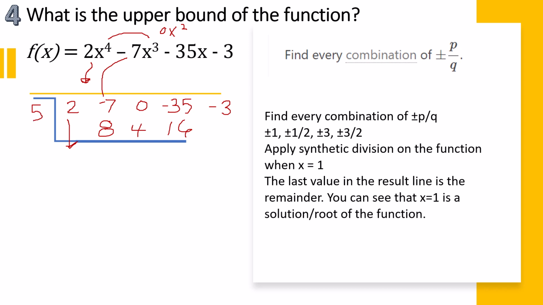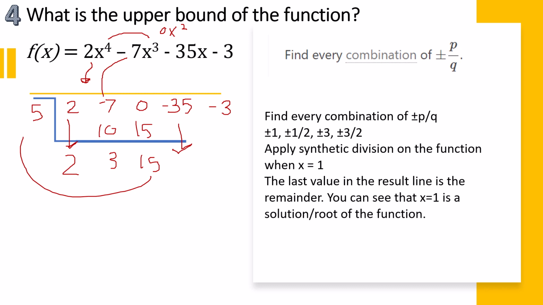All right, bring down the 2. 5 times 2, I didn't erase enough, is 10. All right, 10 plus negative 7 is a positive 3. 5 times 3 is 15. Add that to 0, bring it down. And then here, we're going to get a number that's bigger than 35. That's going to be a very big number. You can go ahead and do it on your calculator.